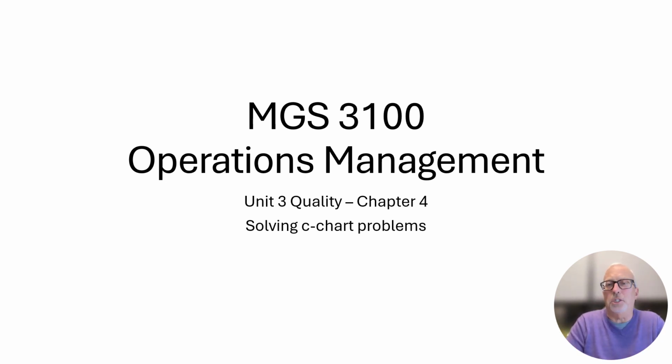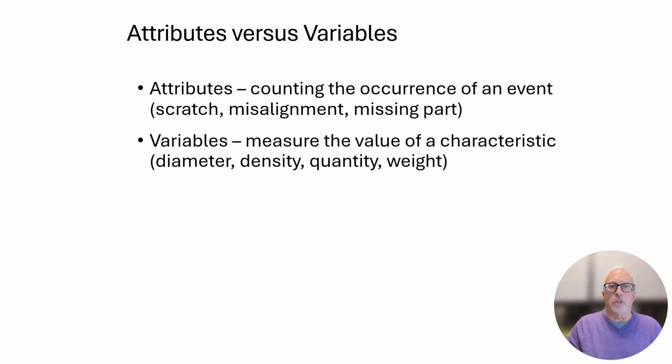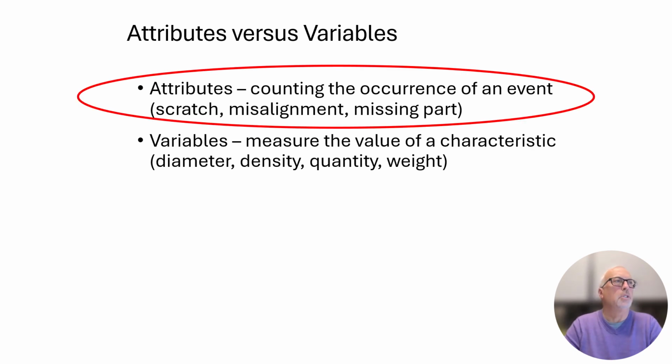Finally, though, we're going to look at the C chart, which is the most rare, I would say, of control charts to use. And so, of course, it's the easiest to calculate. But let's give it a try anyhow. We're going to be looking at things that we can count. So attributes, counting the occurrence of an event: a scratch, a misalignment, a missing part, an error on a document, those types of things. So we have 16 of them, 11 of them, 42 of them, 500 of them, those types of things.